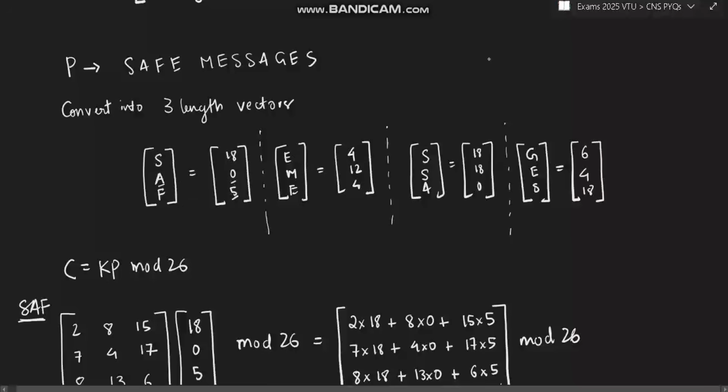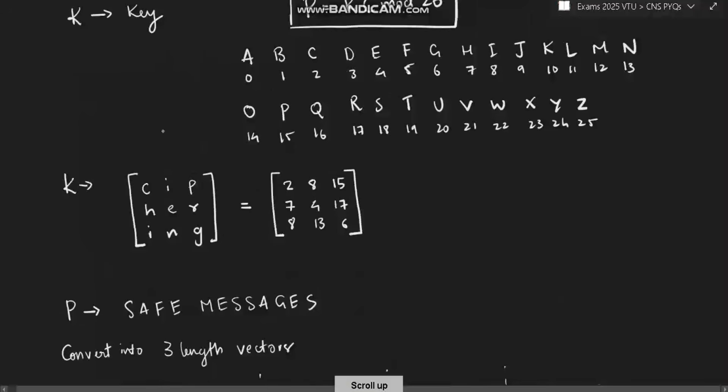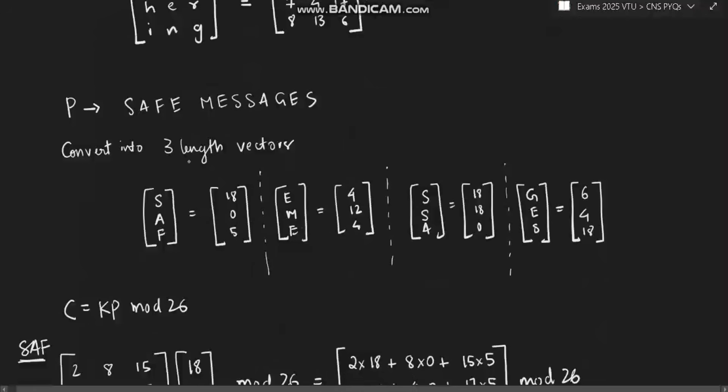They can ask you a 2 cross 2 matrix also. In that case the vector length will be 2, meaning pairs. However large the matrix is, if it is 3 cross 3 the vector length is 3, and if it is 4 cross 4 the vector length is 4. How do you know? If they give you 9 letters, it will be 3 cross 3. 3 threes are 9, 2 twos are 4, 4 fours are 16. Based on how many letters of key they give, you find out the size of the matrix.